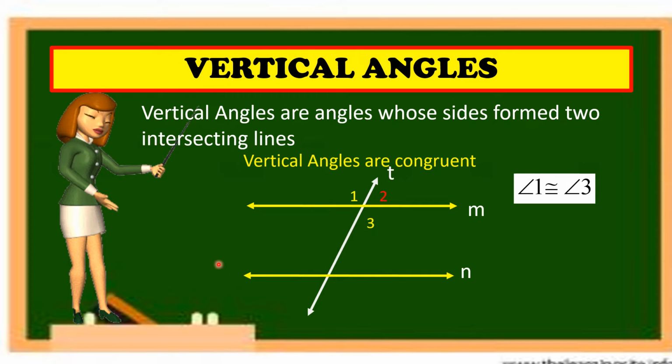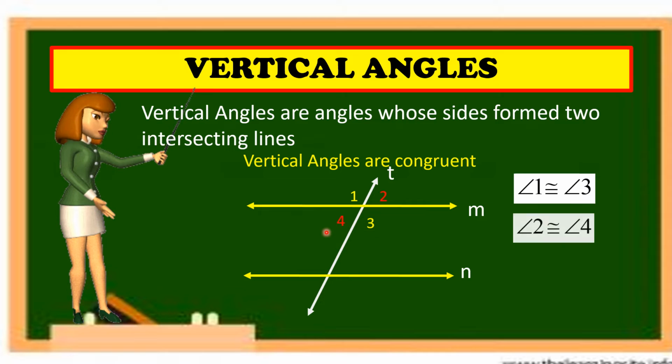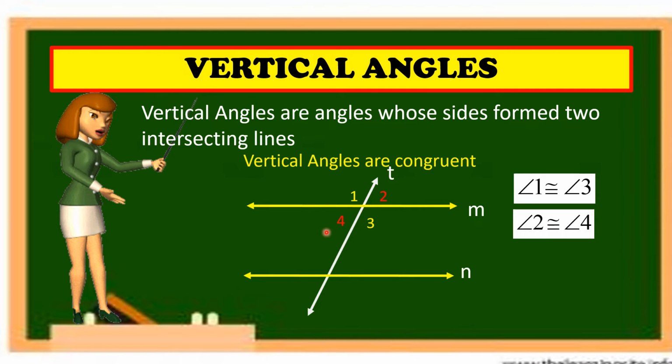We have another pair of vertical angles. We have angle 2 and angle 4. Again, they are vertical angles. Vertical angles are congruent. Therefore, angle 2 is congruent to angle 4.